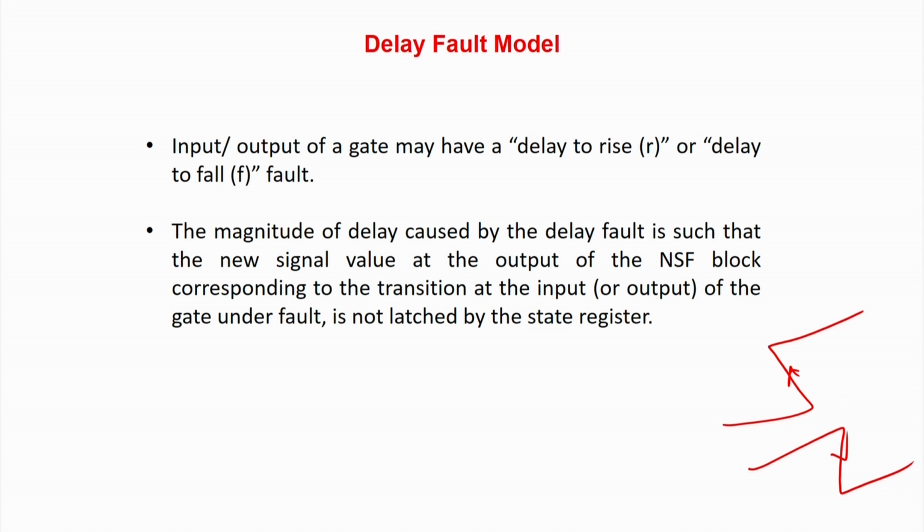If you are able to do that and there is no stuck-at or bridging fault, then logically it is proper, everything is in time, and you can know that the circuit has proper functionality and will also be able to meet your speed requirements. So the magnitude of delay caused by a delay fault is such that the new signal value at the output of the next function block, corresponding to the transition of the gate under fault, is not latched by the register.